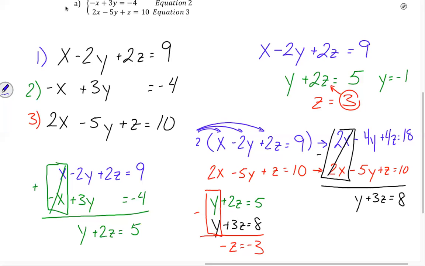Well, I'm going to take y and plug it in. So I have x minus 2 times -1. Negative times negative is a positive, so that gives me x plus 2, plus 2 times 3, that's 6. That's x plus 8 equals 9. That's x is 1. So my 3 numbers, all of this just to give me those 3 things. You guys got that? You see that? All of this work, I'm not doing it again.